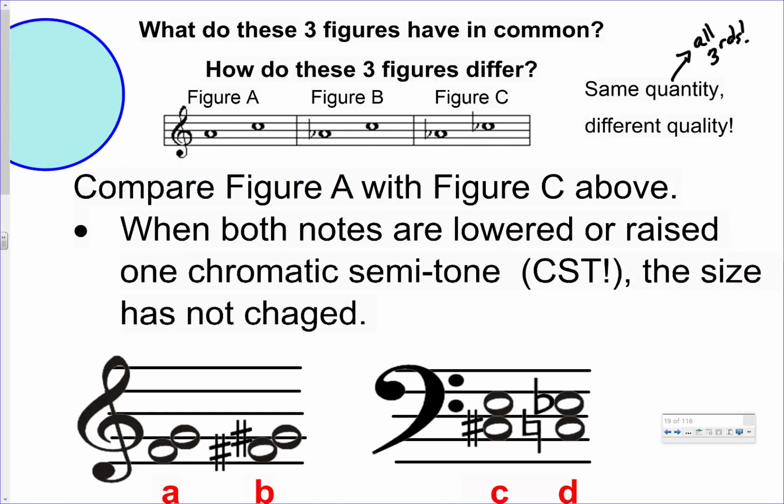So now let's compare figure A with figure C. Here's figure A, and here's figure C. When both notes are lowered or raised 1 chromatic semitone, the size has not changed. So figure A has an A and a C, but figure C has an A flat and a C flat. So we've moved both pitches in figure C down 1 chromatic semitone. That means they'll have the same quality or the same size.